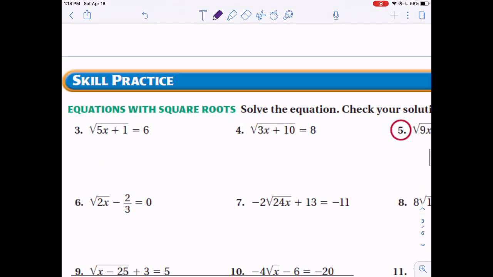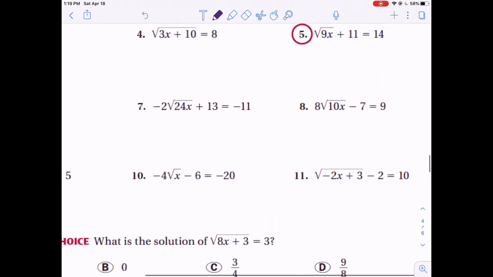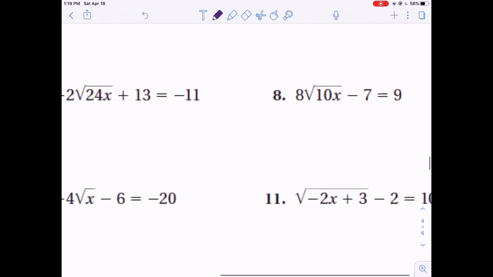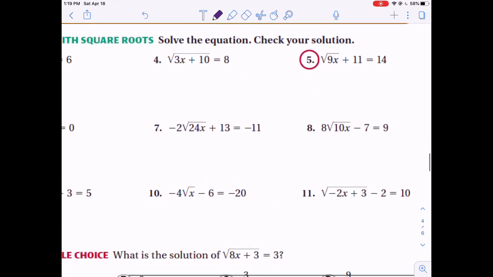Here we go. I'll look at number 8 here. By the way, I'm on skills practice. You may not get that skills practice. Number 8. So let me show it to you quick.